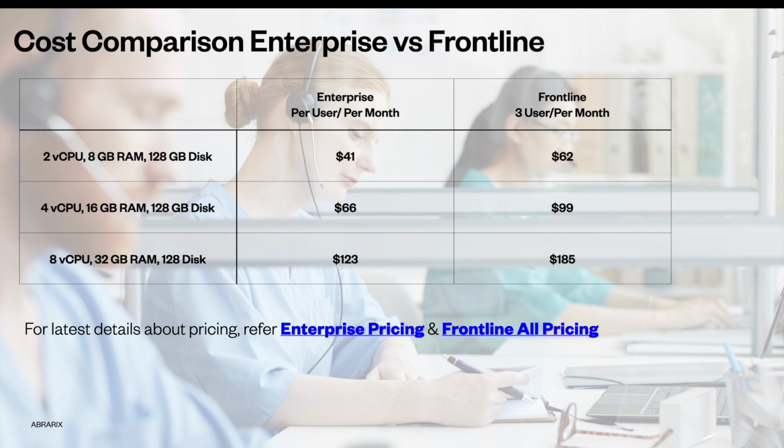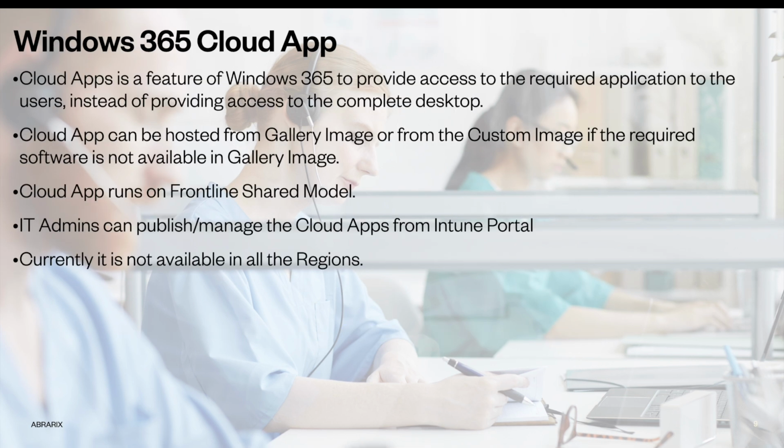Moving to the next slide. With Cloud App, instead of giving a full desktop, you can provide access to specific applications. These applications can be hosted via gallery or custom image, managed through Intune, and Cloud App runs on the Frontline shared licensing model. It can be either Frontline Shared or Frontline Shared with User Experience Sync. This is useful when users only need access to certain tools or applications.